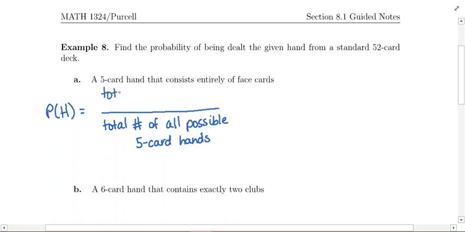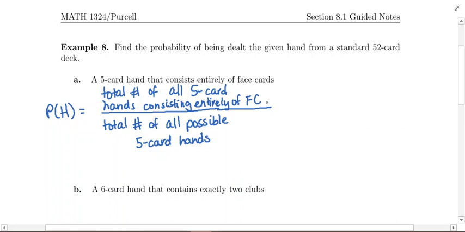So we need the total number of all 5-card hands consisting entirely of face cards. I'll put FC for face cards. So that's how we're going to do this. We're going to have to count up 2 different things. We'll start with the denominator. We're going to first count the total number of all possible 5-card hands with no restrictions. I guess I should have color coded this, I know for next time.